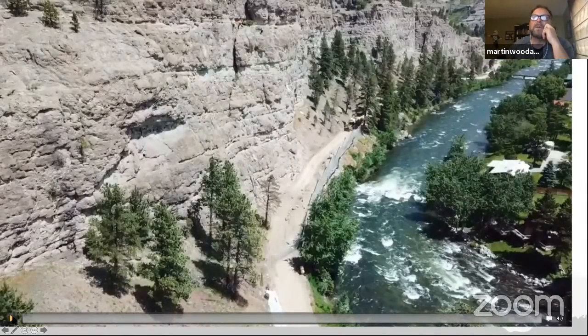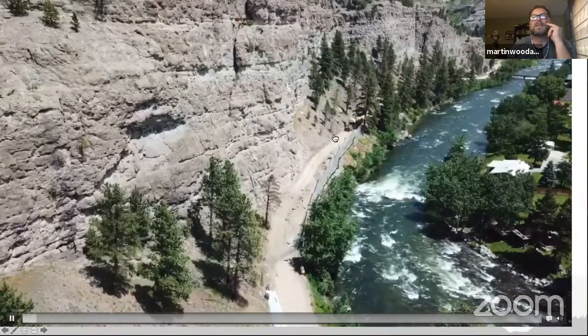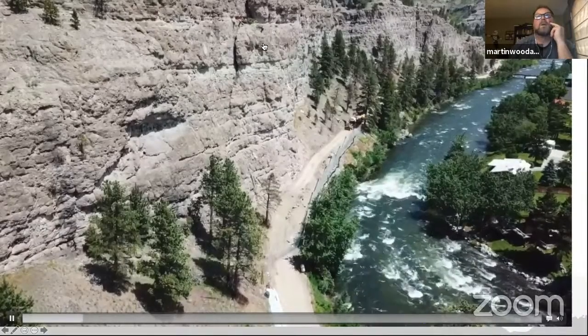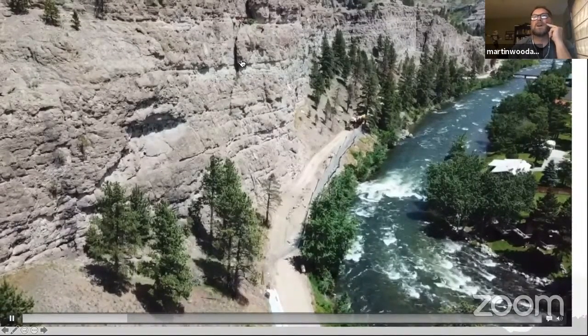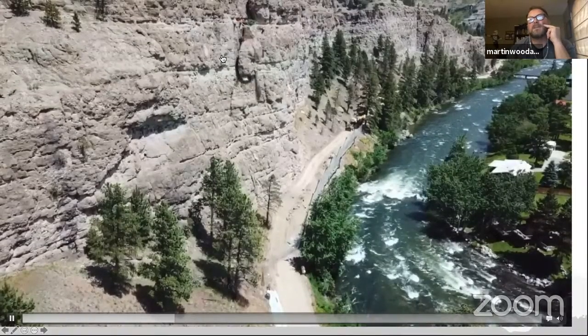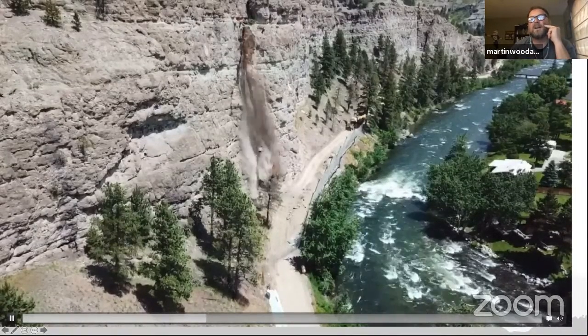There's no sound with it. This is in Montana. It's in Stillwater. I hope you can see these guys. You can see the river going. We're actually up in a drone right now, and you can see these guys. And this is in a very precarious situation. So that's about 500 tons of rock.